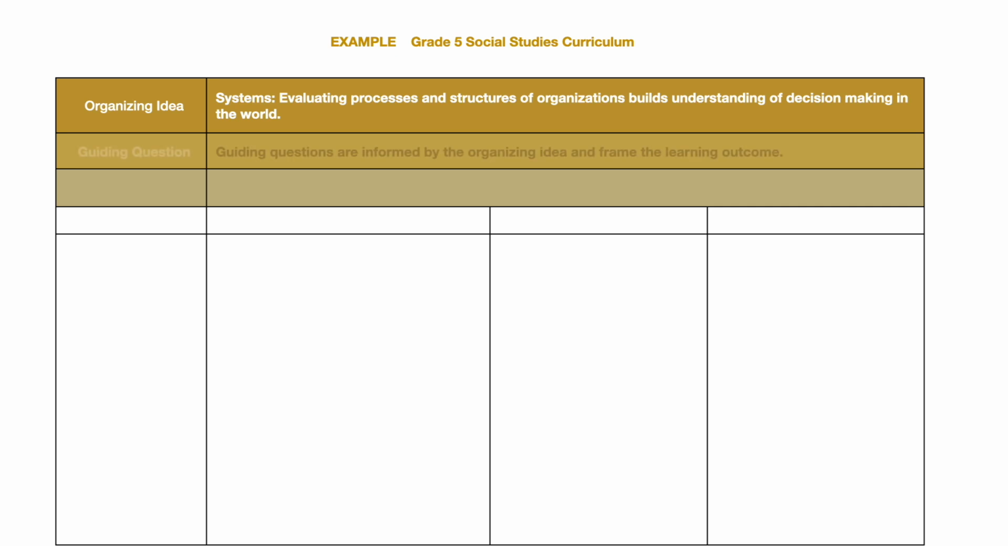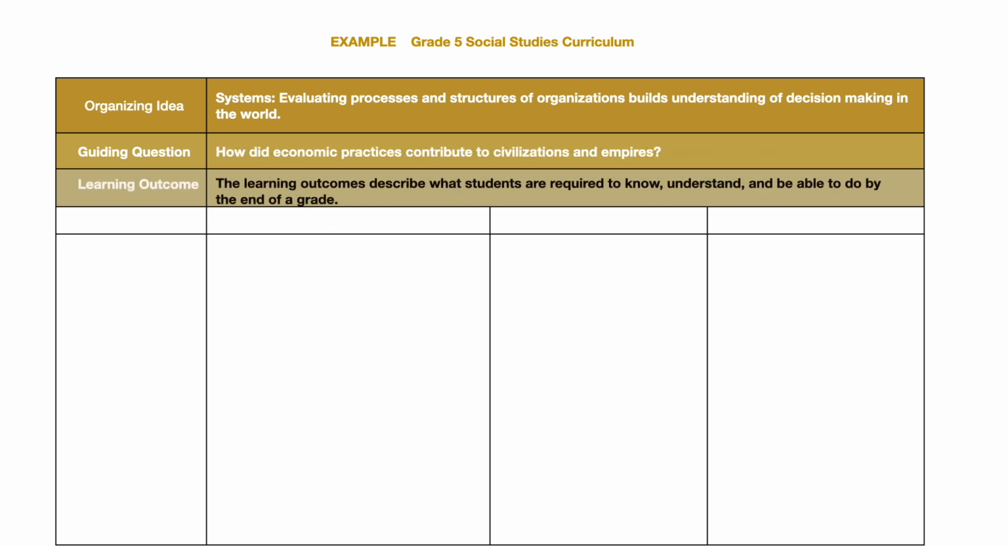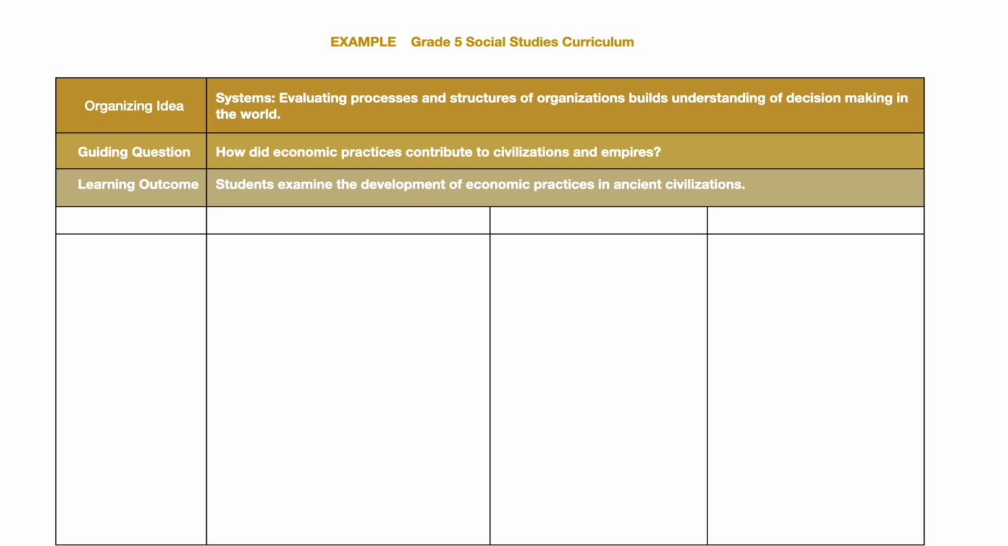Guiding questions are informed by the organizing idea and frame the learning outcome. The learning outcomes describe what students are required to know, understand, and be able to do by the end of a grade. Student achievement of the learning outcome must be assessed and reported. The number of learning outcomes for each of the organizing ideas ranges from 1 to 2. In order to meet the learning outcome, teachers work closely with the knowledge, understanding, and skills and procedures.